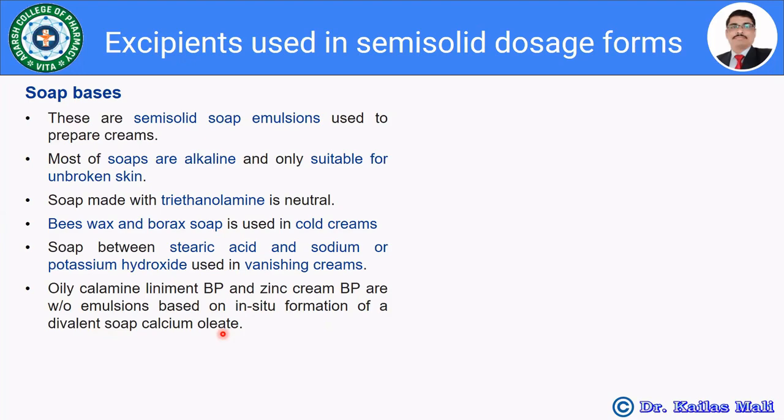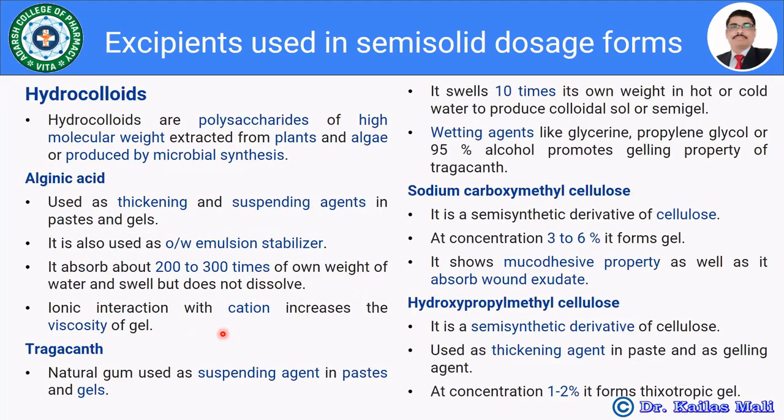So this is about the soap bases. Moving towards the next type of base, that is known as the hydrocolloids. Maybe you have heard about the terms polymers, polysaccharides, hydrocolloids, gelling agent, and so on. Here I have used the general term, hydrocolloid. These are polysaccharides of high molecular weight extracted from plants, algae, or produced by microbial synthesis. That is known as the hydrocolloid, isn't it?